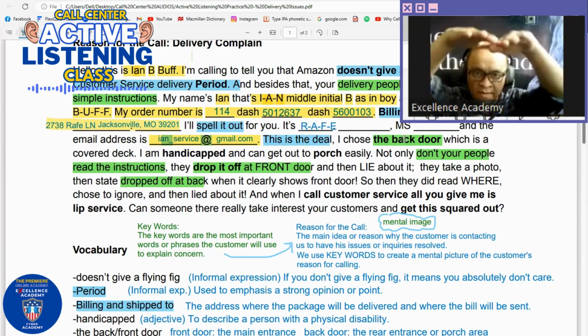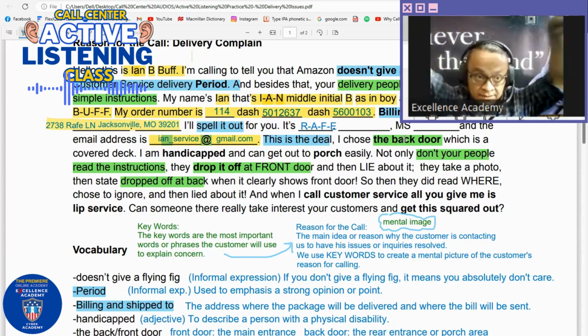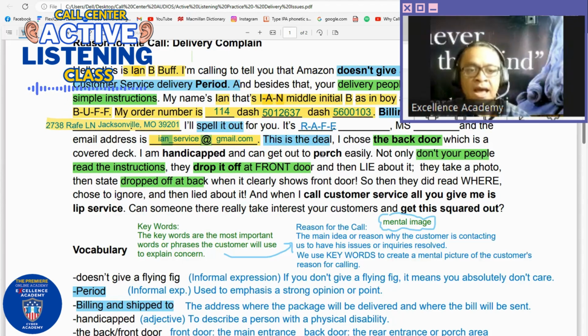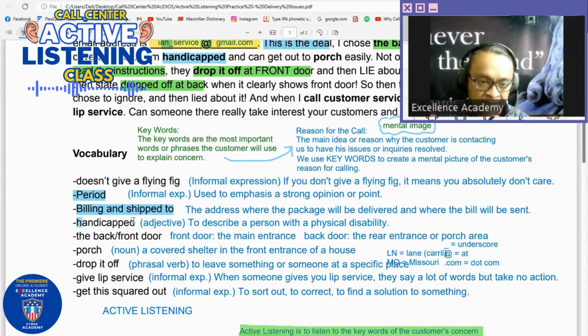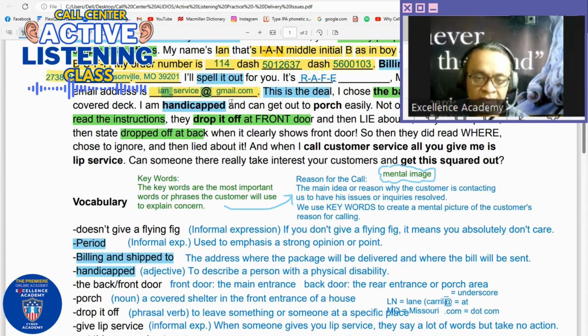I chose the back door which is a covered deck. So it's covered. It has some kind of covering. I am handicapped and cannot get out to the porch easily. Handicapped. When you are handicapped, it's an adjective. It means to describe a person with a physical disability, like somebody using a wheelchair or using some kind of walker or some kind of apparatus that helps them move for mobility. That is to be handicapped.